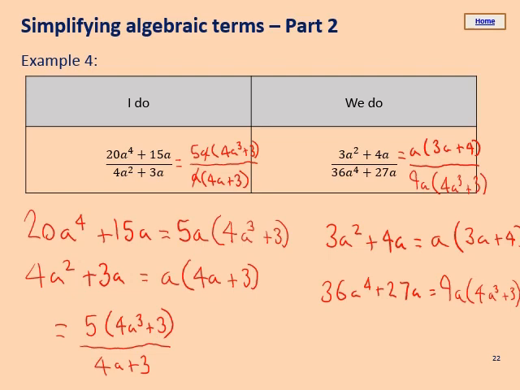Now look at these two. Again, the brackets aren't the same, so they can't cancel, but we do have an a on the top and an a on the bottom which can cancel. So my answer is going to be 3a plus 4 on the top, and then on the bottom it's going to be 9 bracket 4a cubed plus 3.